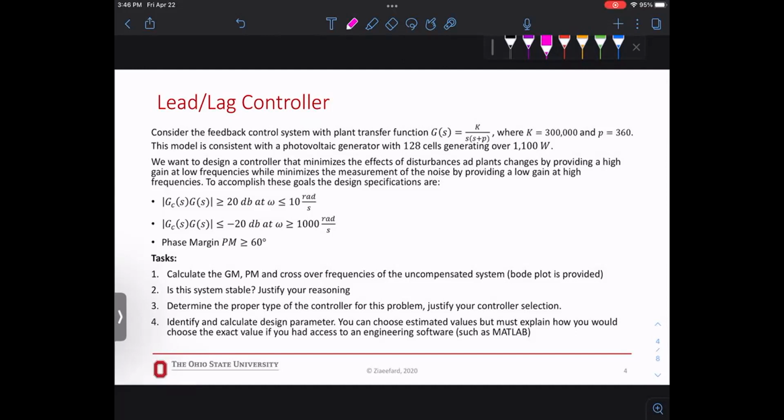But the specifications are the gain of the controller and the system has to be greater than 20 dB at omega less than 10, so in lower frequencies. And it has to be less than -20 dB at higher frequency, exactly greater than 1000. Those are important points that we want to get back to. And our phase margin PM has to be greater or equal than 60 degrees. So these are the system requirements. Now, we are being asked to calculate GM, PM, and crossover frequency of the uncompensated system.